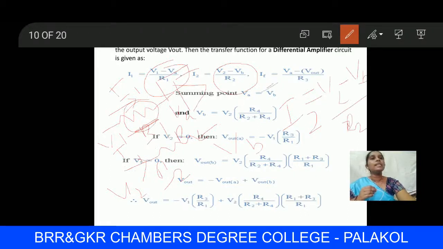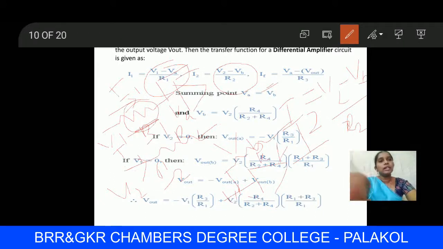Therefore this is IF. IF means the feedback current through the feedback resistor, so here VA is also there. Feedback means we are connecting a feedback like this. Here this is VA, and this is RF. We will find out the RF current here. Therefore, IF is equal to VA.